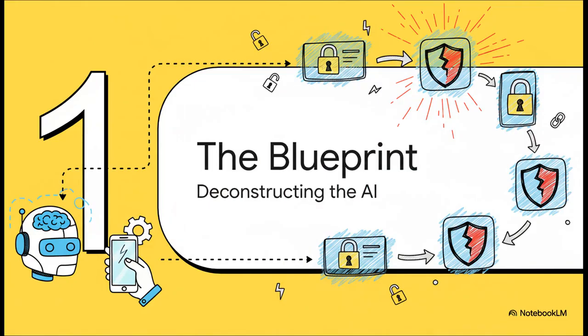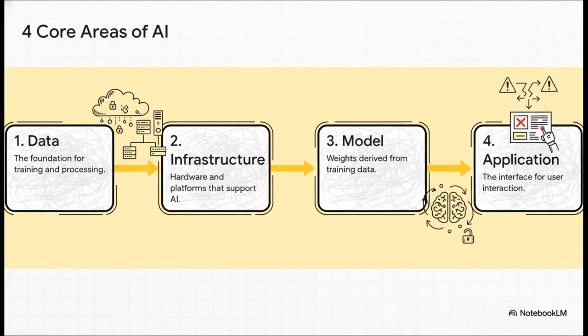So, where do you even start trying to secure something this complicated? Well, you do what any good engineer would do. You take it apart. We're going to deconstruct a modern AI system, break it down into its core components. Because once you understand the blueprint, you can start to see exactly where the cracks and vulnerabilities are hiding. It turns out, you can map pretty much any AI system to 4 core areas, and this comes from a concept called the Secure AI Framework, or SAFe.